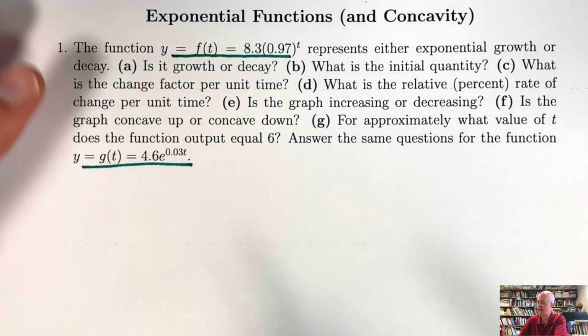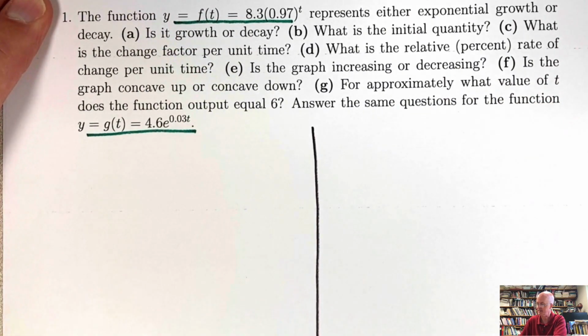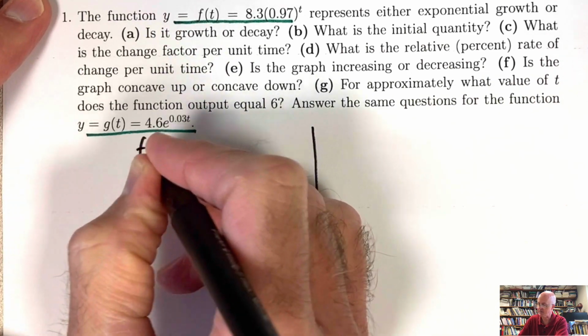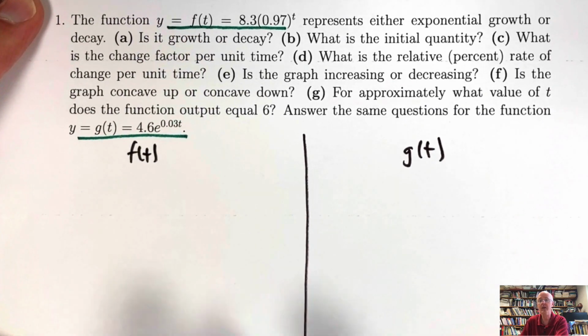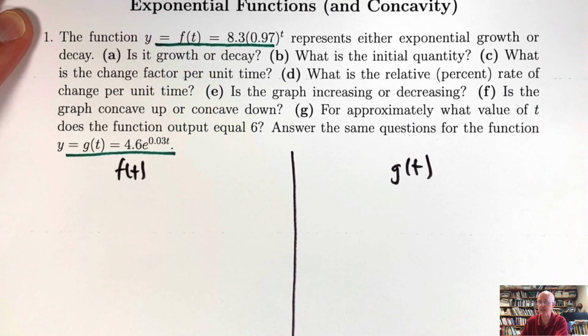So I'm going to split my paper into two pieces here. This column over here is going to be for f of t, and this column over here is going to be for g of t. We've got multiple questions to answer for each part.